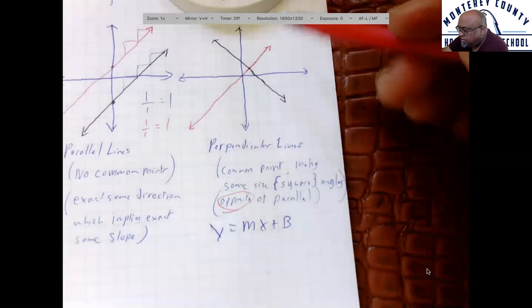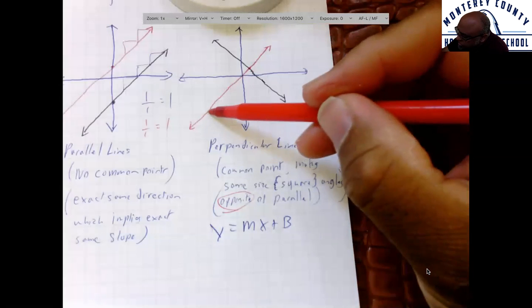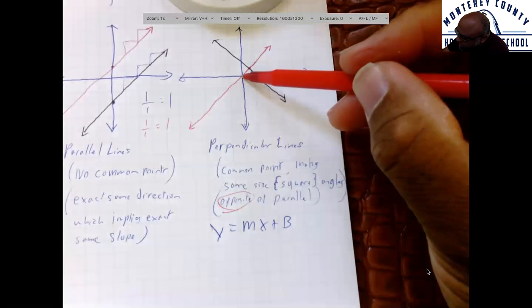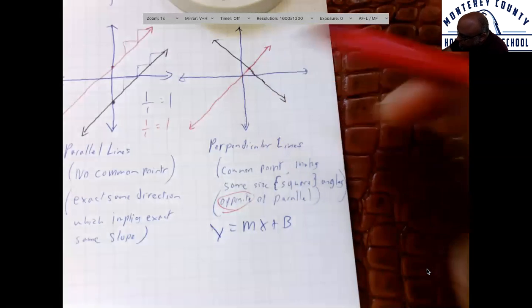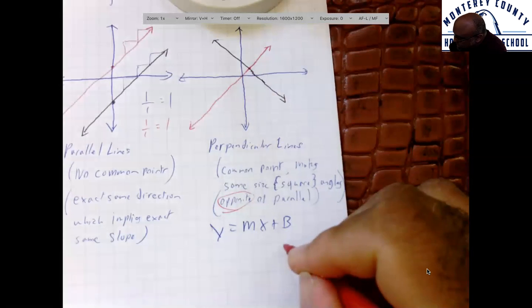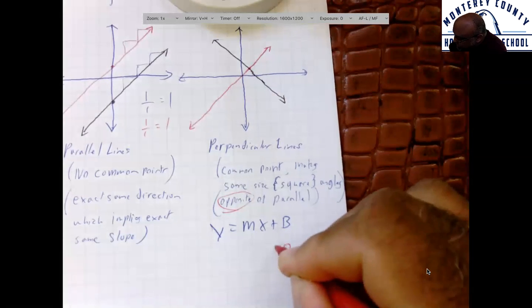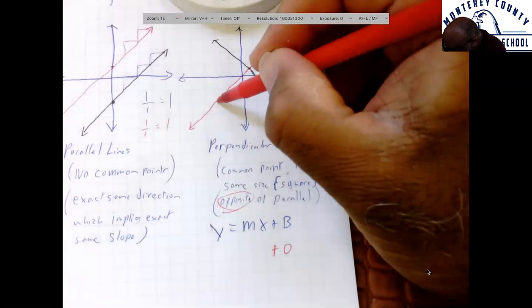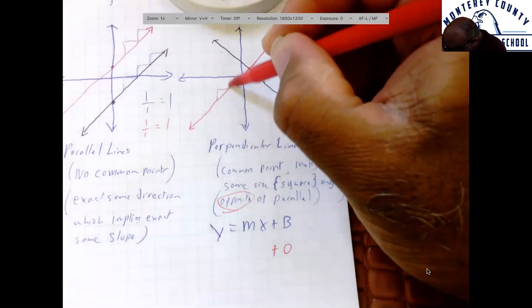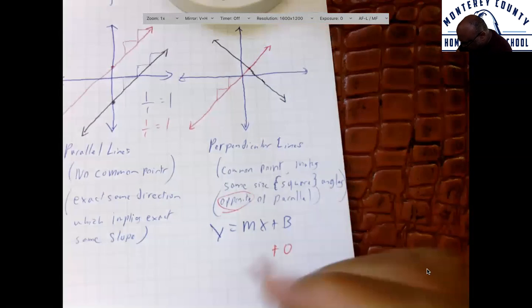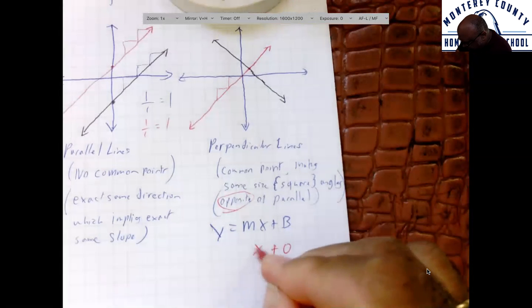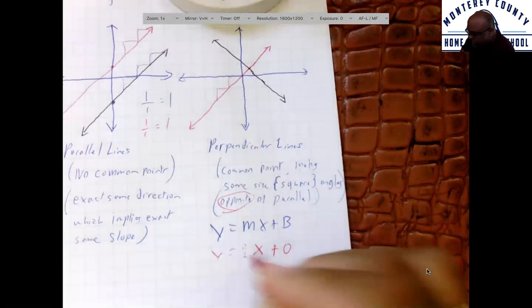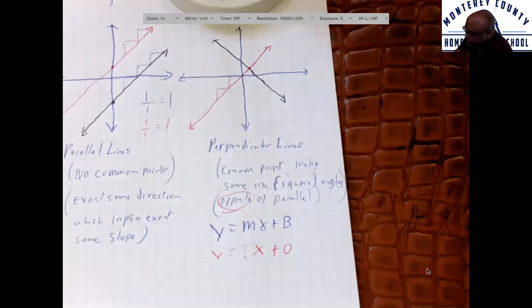Now, let's take a look at my first line here. In my first line, it crosses the y-axis at 0. Okay, so we'll put plus 0 for plus b. Now, let's take a look at the slope. Rise is 1, run is 1. So 1 over 1. So y is equal to 1x plus 0.